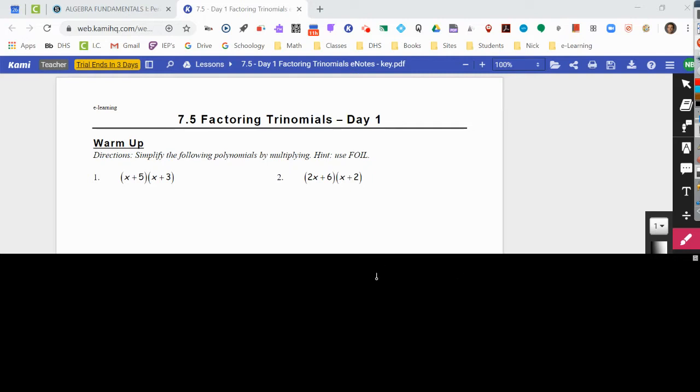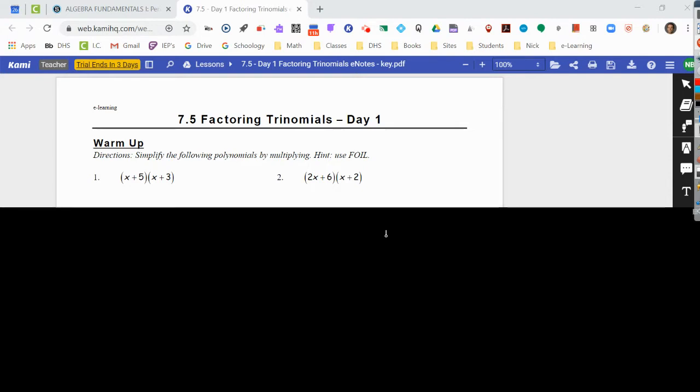Okay. So this week we're gonna continue factoring, but this week we're gonna focus on trinomials, right? Trinomials have 3 terms. All right. So this is gonna be day 1 of factoring trinomials. All right. And to start off here, you guys are going to do a little warm up, all right?